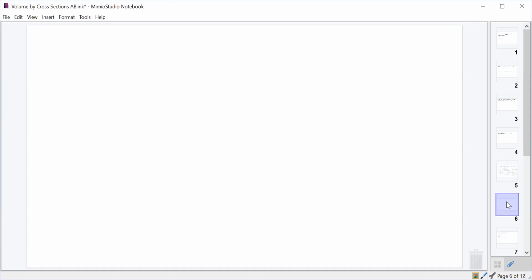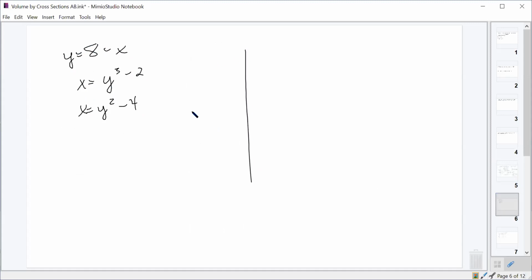Number 6 is find the area of the region enclosed by y is equal to 8 minus x, and x is equal to y cubed minus 2, and x is equal to y squared minus 4. Ah, that's a fun one. Okay. So the region enclosed by those, let's see, 8 minus x, y cubed minus 2, and y squared minus 4.